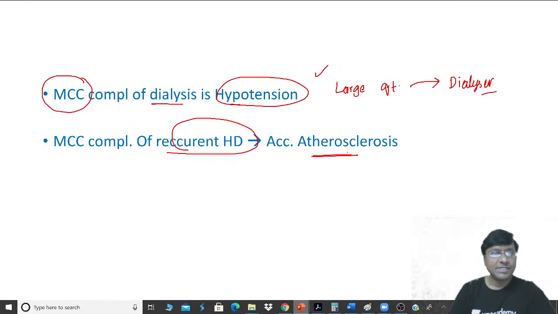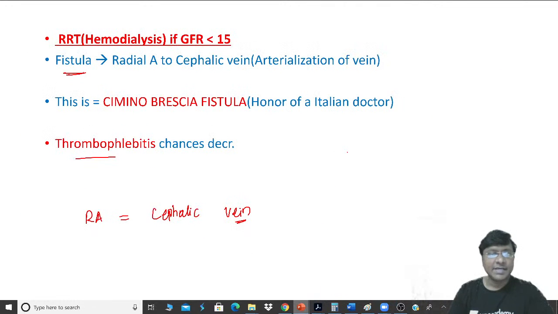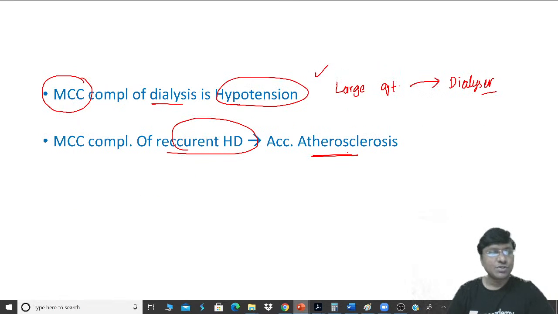So these are a few points about hemodialysis. The purpose of the AV fistula is mainly to cause arterialization of the vein, and it is connected between the radial artery and the cephalic vein, and the chances of thrombophlebitis will be decreased. The name of the fistula is Seminobraccia fistula. The principle of dialysis is countercurrent mechanism and facilitated diffusion. The most common complication of dialysis is hypotension, and the most common complication of recurrent hemodialysis is accelerated atherosclerosis.